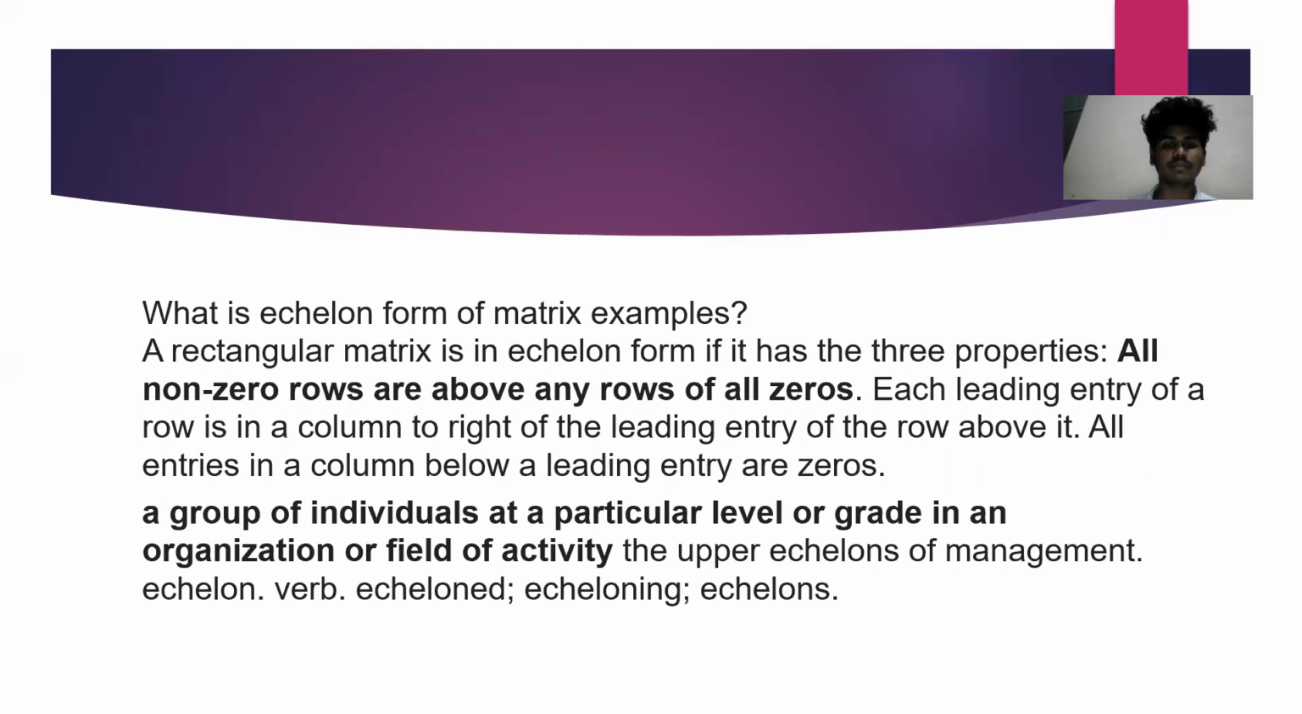What is the echelon form of a matrix, for example? A matrix is in echelon form if it has three properties. All non-zero rows are above any rows of all zeros. Each leading entry is in a column to the right of the leading entry above it. All entries in a column below a leading entry are zero. Also, an echelon is a group of individuals at a particular level or grade in an organization or field of activity, such as the upper echelons of management.